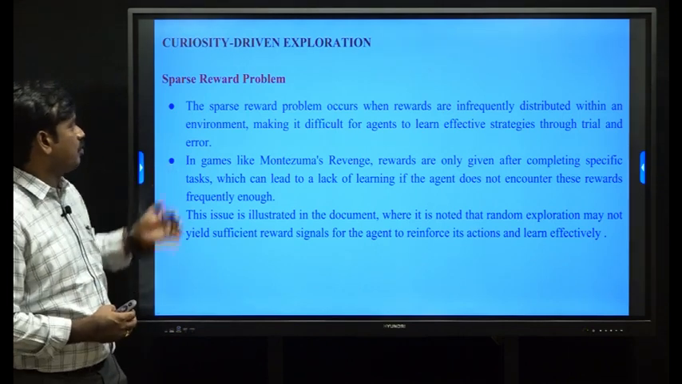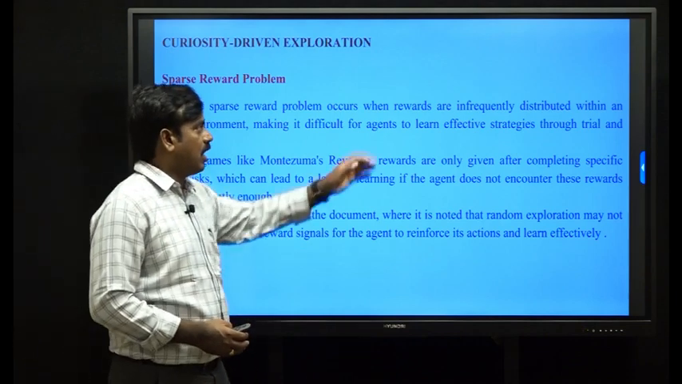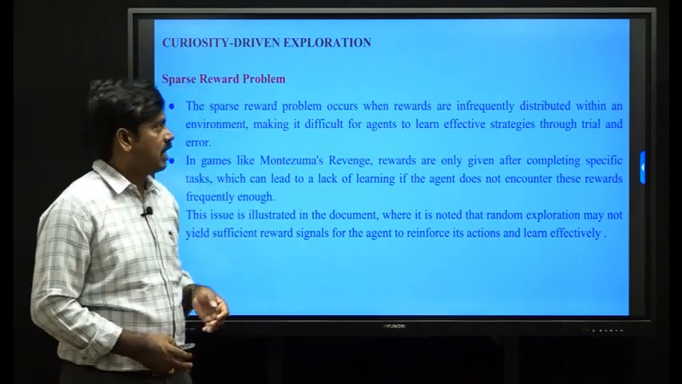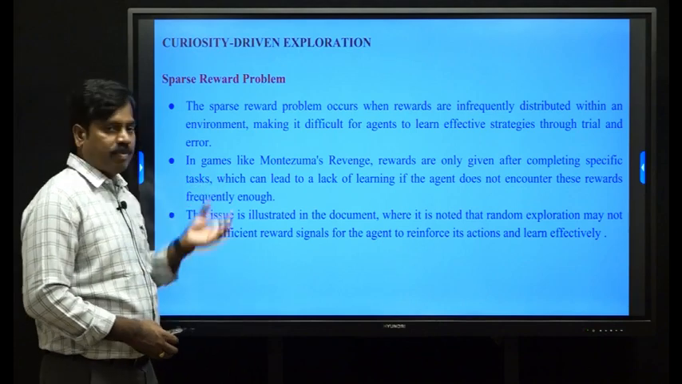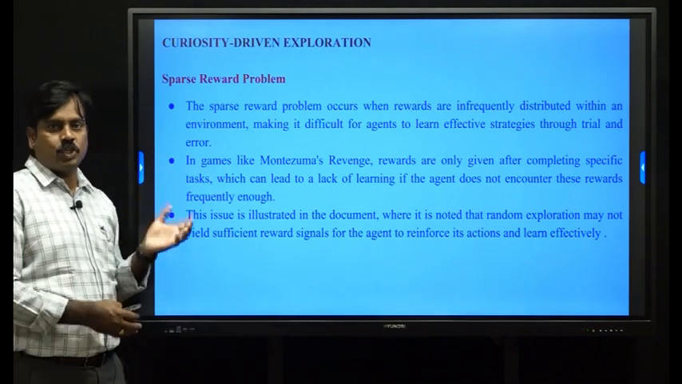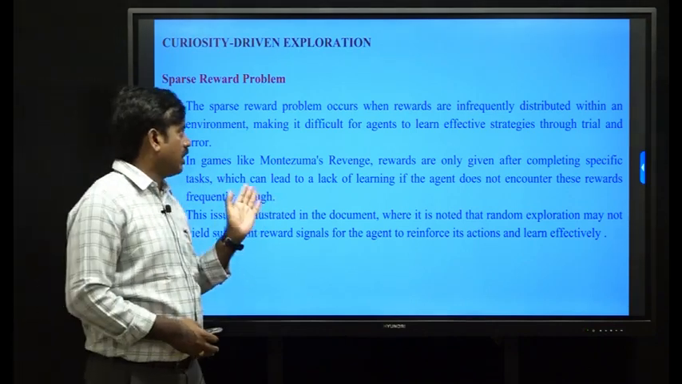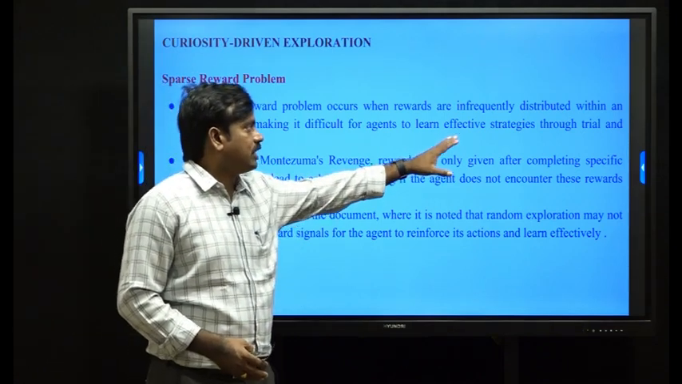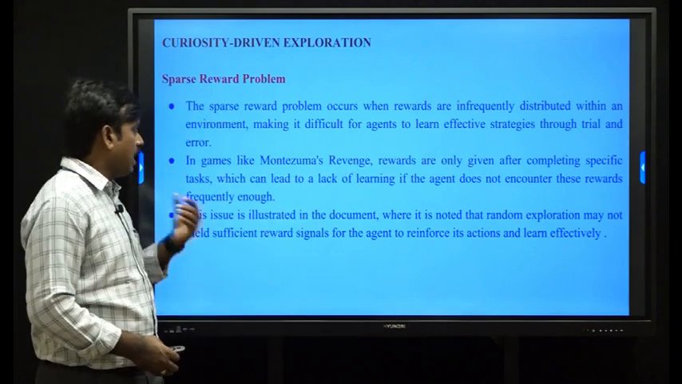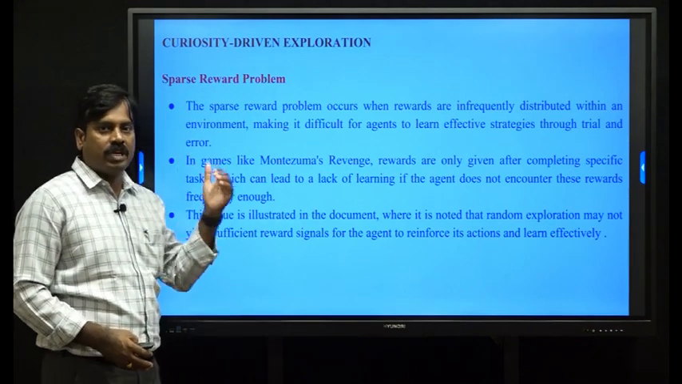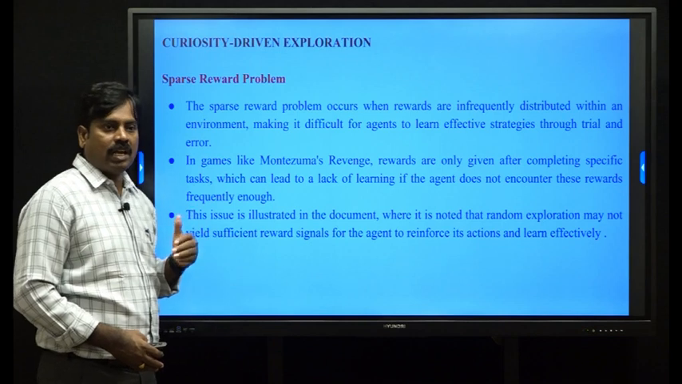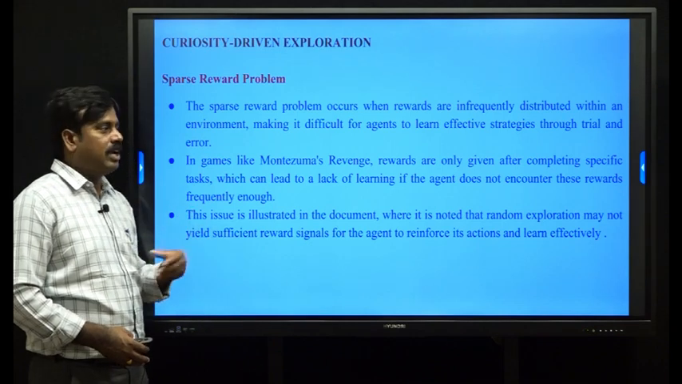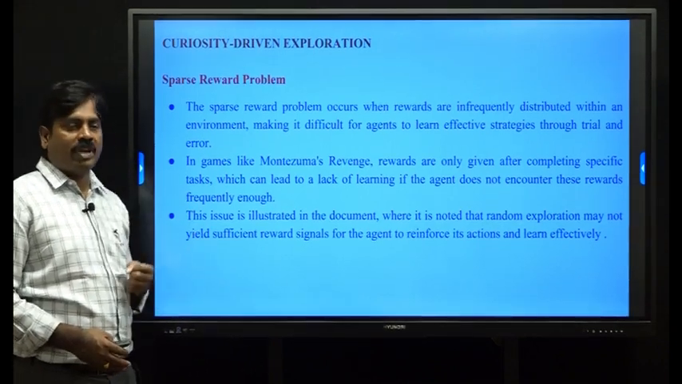The sparse reward problem occurs when rewards are distributed infrequently within the environment, making it difficult for the agent to learn effective strategies through trial and error. The agent cannot be trained properly to get the optimal rewards.